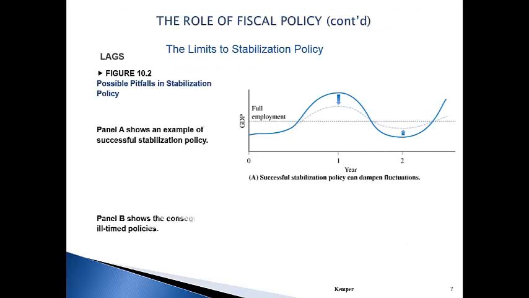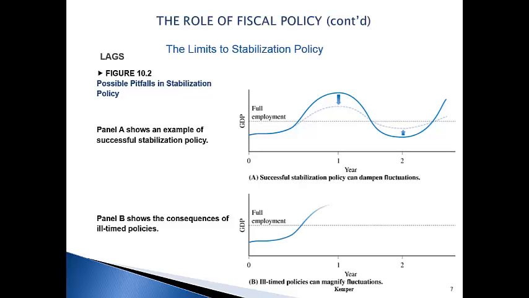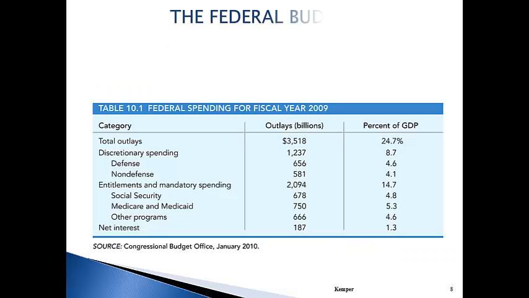This graph kind of shows you what we try to do with stabilization policies. We try to get it closer to full employment at the natural rate of unemployment, and by doing so, the impacts of shocks are not as significant on the economy.